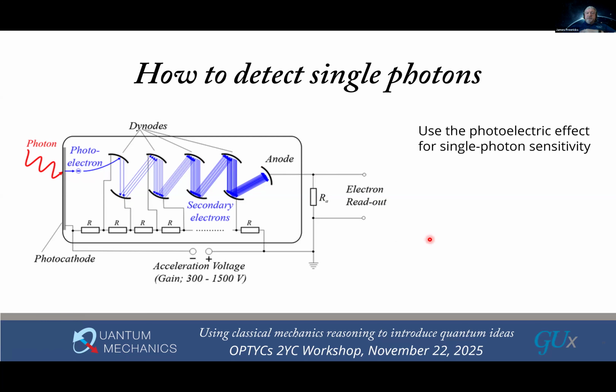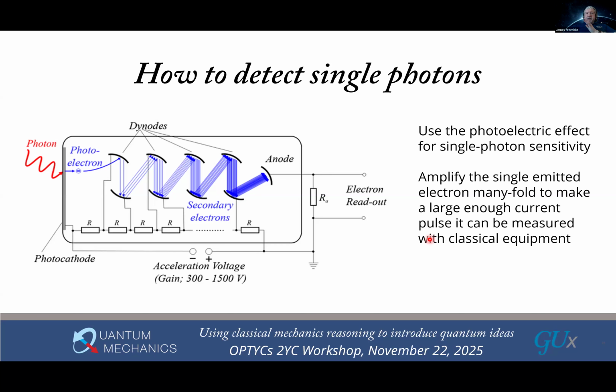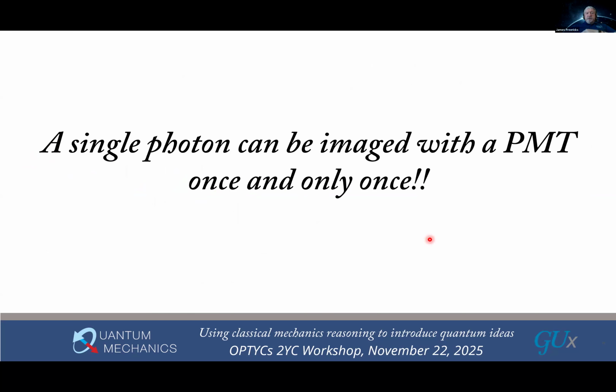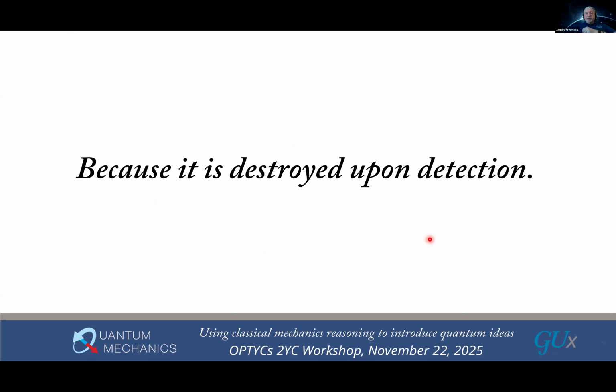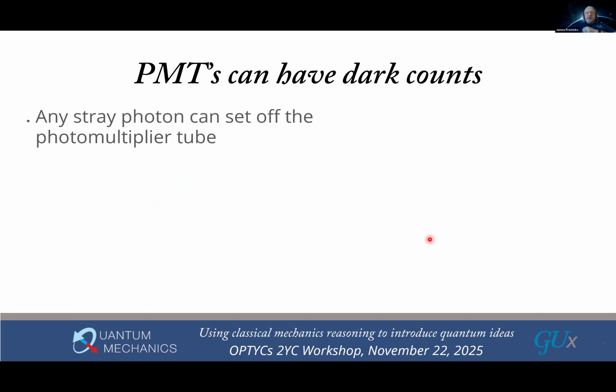So the photoelectric effect is used to make a detector that has single photon sensitivity. We have to amplify in order to get enough current that we can measure it with classical equipment. And then we have to be able to reset it quickly to measure the next event after you've recorded an event. The key thing is that because we destroy the photon in imaging it, it can only be imaged once. So this is probably the single most important property of a photon. Not that it's a particle of light, but that it can be detected once and only once, because it's destroyed when we detect it.